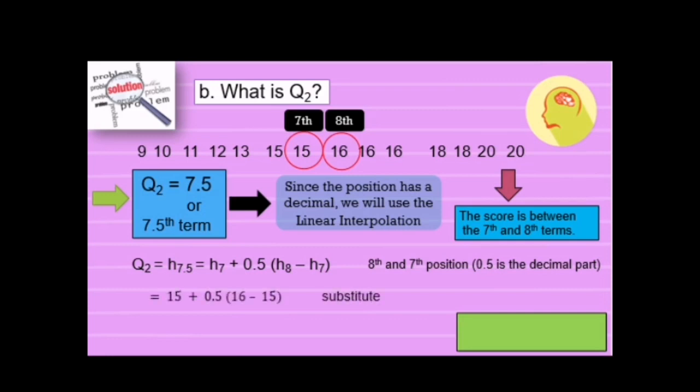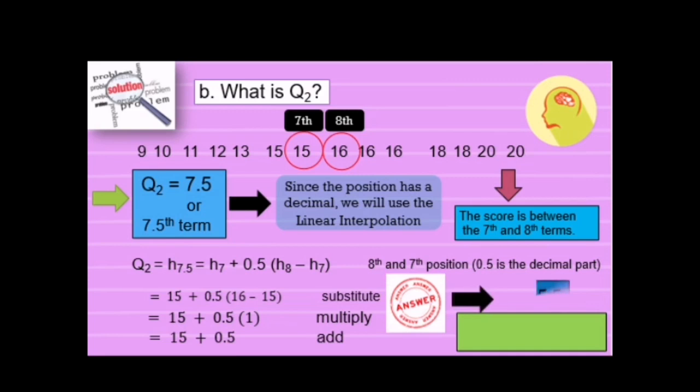So, we will substitute. The h sub 7 will be 15 plus 0.5 times the h sub 8, which is 16, that's the 8th term, minus the 7th term, that's 15. So, 16 minus 15, that will be 1, multiplied by 0.5, and that will be 0.5, plus 15, the answer will be 15.5. So, therefore, the second quartile value is 15.5. So, that will be the value of quartile 2.